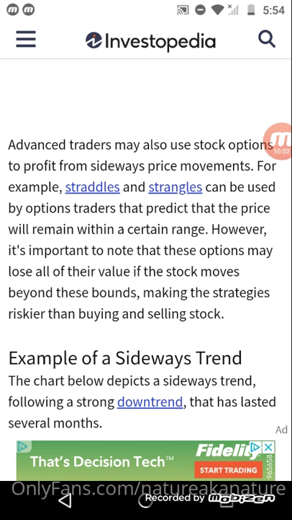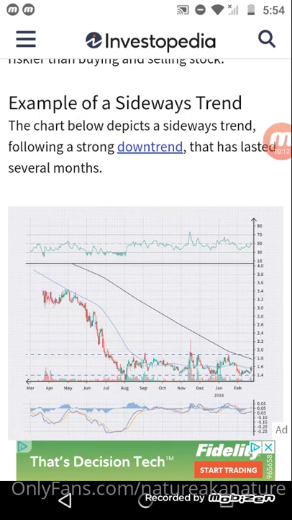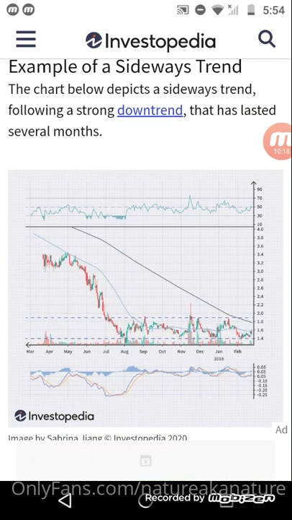Like I said, we trade forex, we trade currency pairs. I don't really trade stocks, but I like Bitcoin and stuff, stocks too. But I trade currency pairs. So, an example of a sideways trend: the chart below depicts a sideways trend following a strong downtrend that lasted several months.